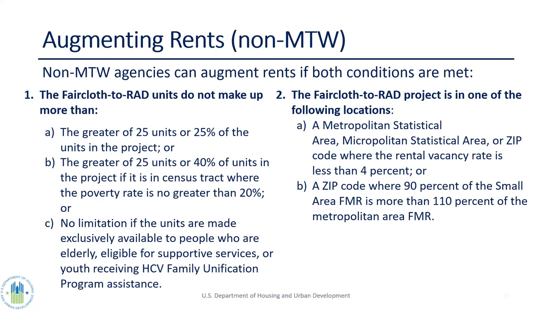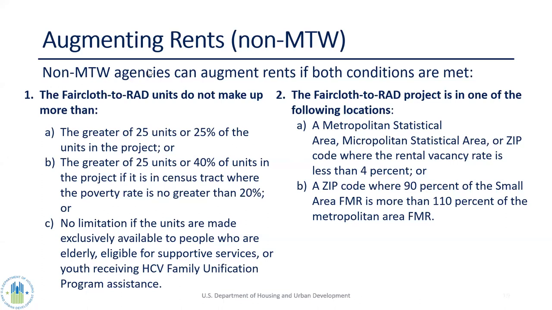So when augmenting rents for non-MTW agencies, there are two conditions which must be met in order for a project to be eligible. First, the project may be subject to a limitation on the number of Faircloth-to-RAD units in the project receiving the rent boost. So this limitation mirrors income mixing requirements typically seen in regular PBV housing, as shown under number one in items A and B.